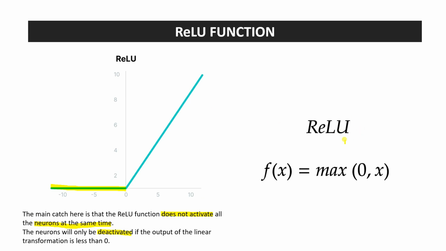So this is the formula of the ReLU. It takes the maximum of 0 comma x. So 0 is for the negative. That means if the value is negative, it directly becomes 0. And if it is a positive value, it is just taken as it is. Okay, this is the formula of the ReLU.